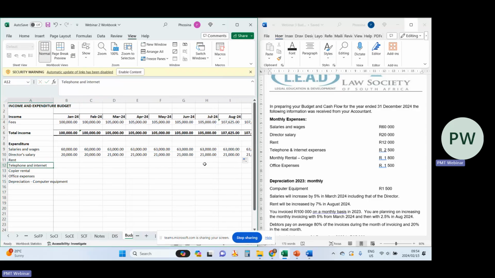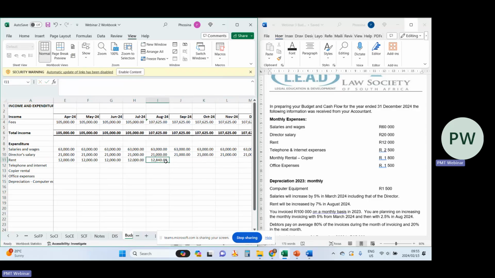Okay, our rent will increase in August. So which means our current rent will go on until July, 12,000. We copy it until July, and then in July it increases by 7%, and then from then on we start paying 7% more. Okay, no, we don't copy here. We first of all copy and then like that.